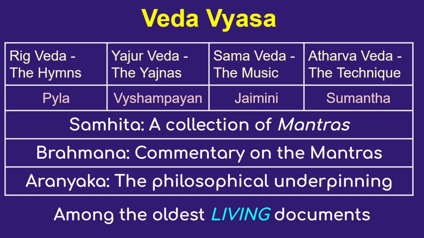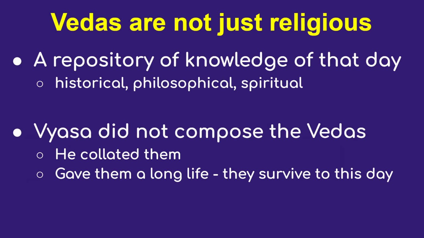So, what Veda Vyasa did was to take all the knowledge of the day. It was not just religious, it is a repository of all the knowledge of his day, all historical, philosophical, and spiritual knowledge, and he collated it into these four Vedas. And he assigned it to various Sishyas so that they would not go away. He collated them and he gave them a very long life. And in fact, he succeeded because these Vedas survive to this day in essentially their original form.